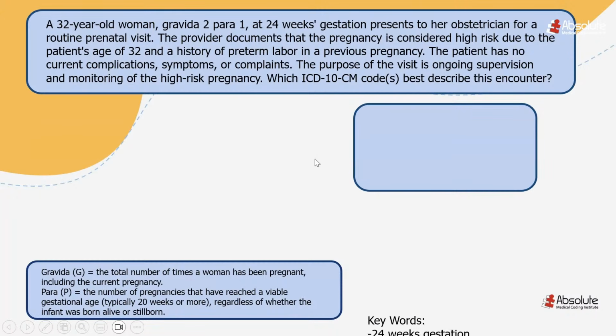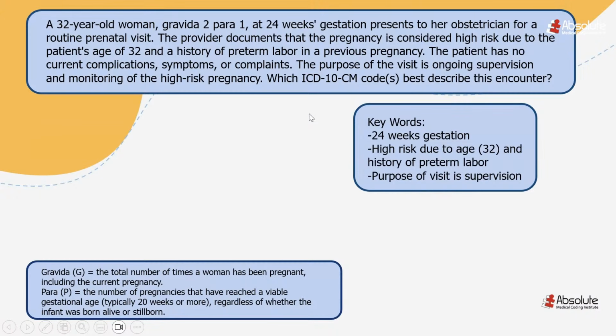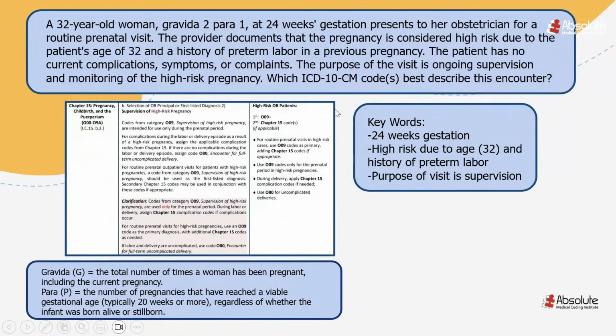But the keywords that we're taking out of this scenario are going to be that 24 weeks gestation, the high risk due to the age and the history of preterm labor, and also the visit of the supervision, which, like we said, was going to be monitoring of the high risk pregnancy. This is going to be the guideline that I was talking about: IC15B2, selection of OB principal or first listed diagnosis, supervision of high-risk pregnancy. And we see right here our sequencing suggestion. Our first is going to be an O09 code.